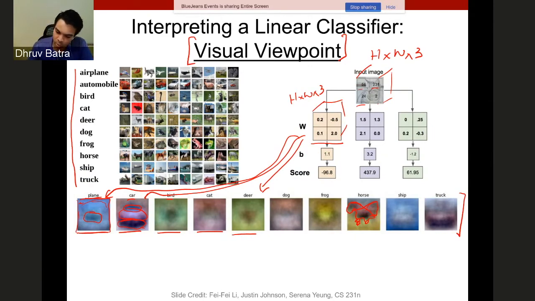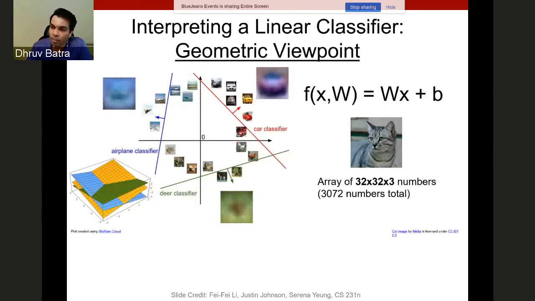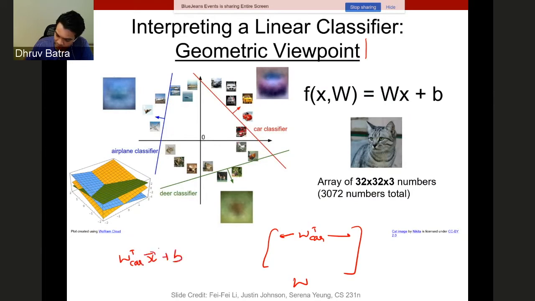Let's proceed. So we've shown you an algebraic viewpoint, and we've shown you a visual viewpoint, and the third one is a geometric viewpoint. The geometric viewpoint basically says I can take the W matrix, think of this as the W car row of this, and I can view this as W transpose car X plus B, and I can think of this as a particular line, right?